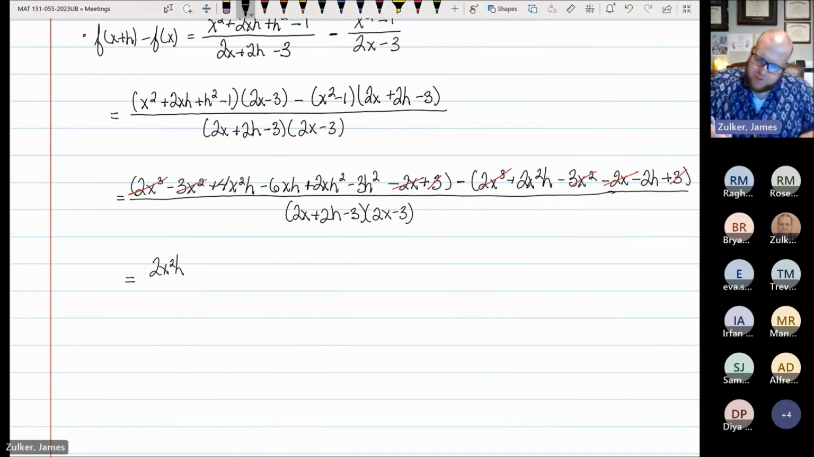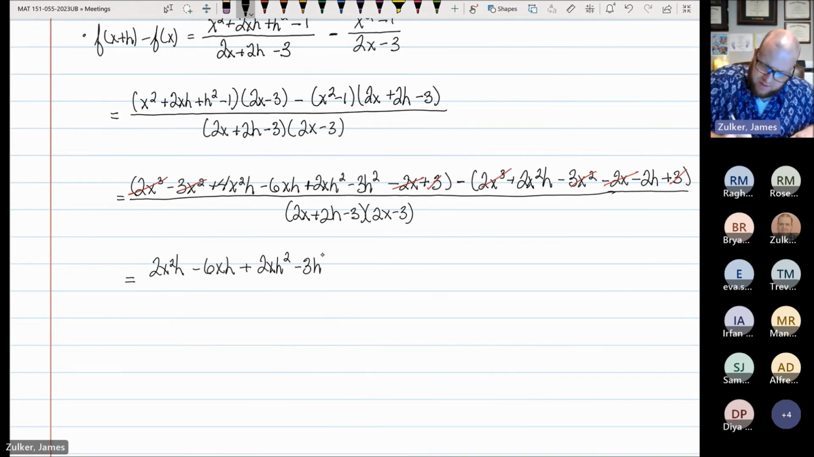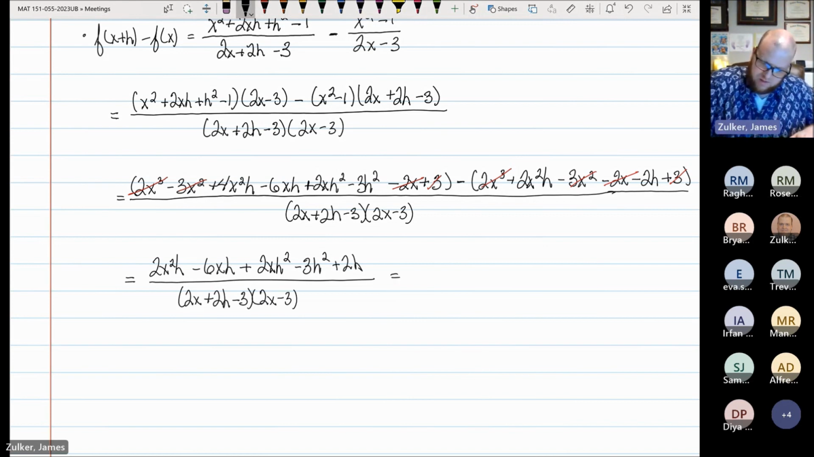All right, so we had a 4x squared h minus 2x squared h. That leaves us with 2x squared h. We have minus 6xh plus 2xh squared minus 3h squared minus negative 2h. Factor out an h.